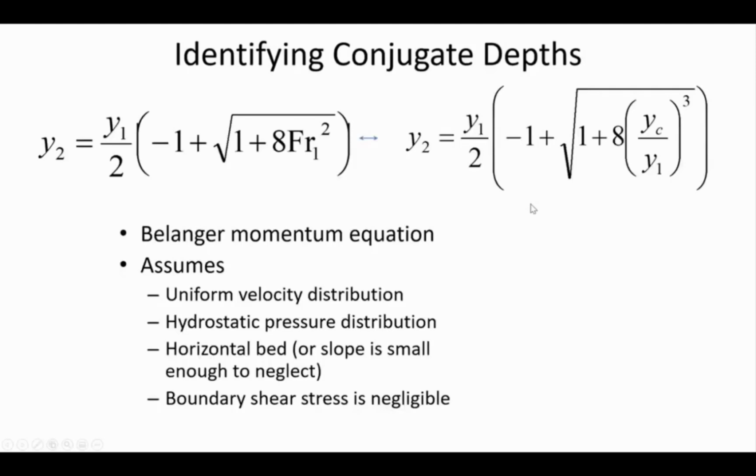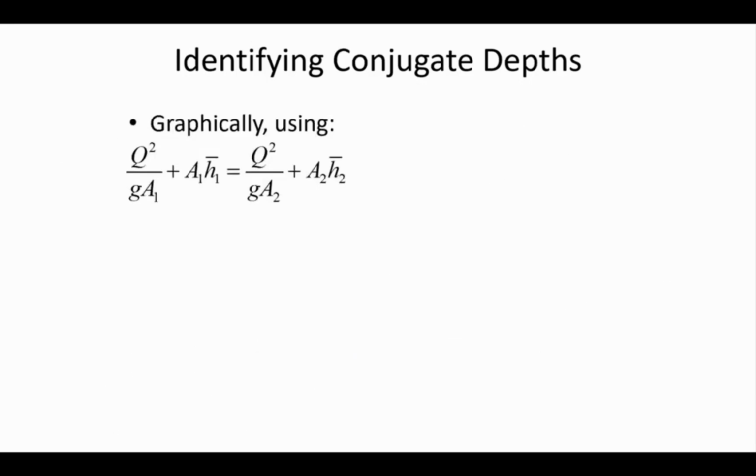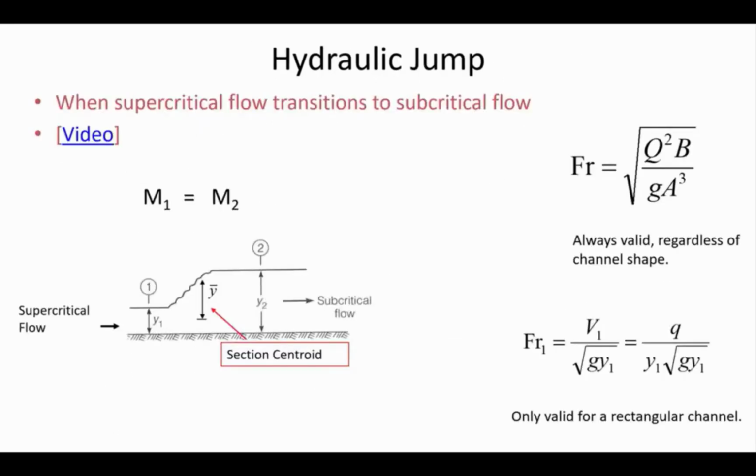It has some assumptions that we have to be aware of before we apply it. It's assuming that the velocity distribution is uniform. And this is a tricky one. It makes the math a lot simpler, but do you remember what I mean by velocity distribution? Let's look at a channel profile. Velocity distribution is saying, what's the speed of the water at the bottom versus the speed of the water at the top? You and I know that the reality is the water at the bottom of the channel isn't moving as fast as the water at the top.